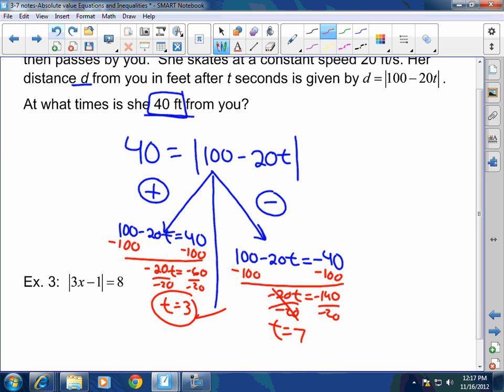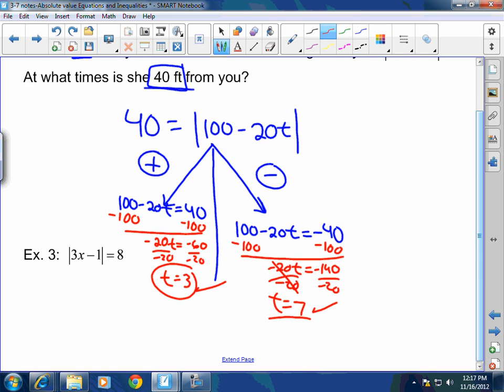Now, let's plug it in when t is 7. What's 20 times 7? 140. What's 100 minus 140? What's the absolute value of -40? Does 40 equal 40? So it works. Does that make sense, gentlemen? Guys? All right. Now, let's continue.